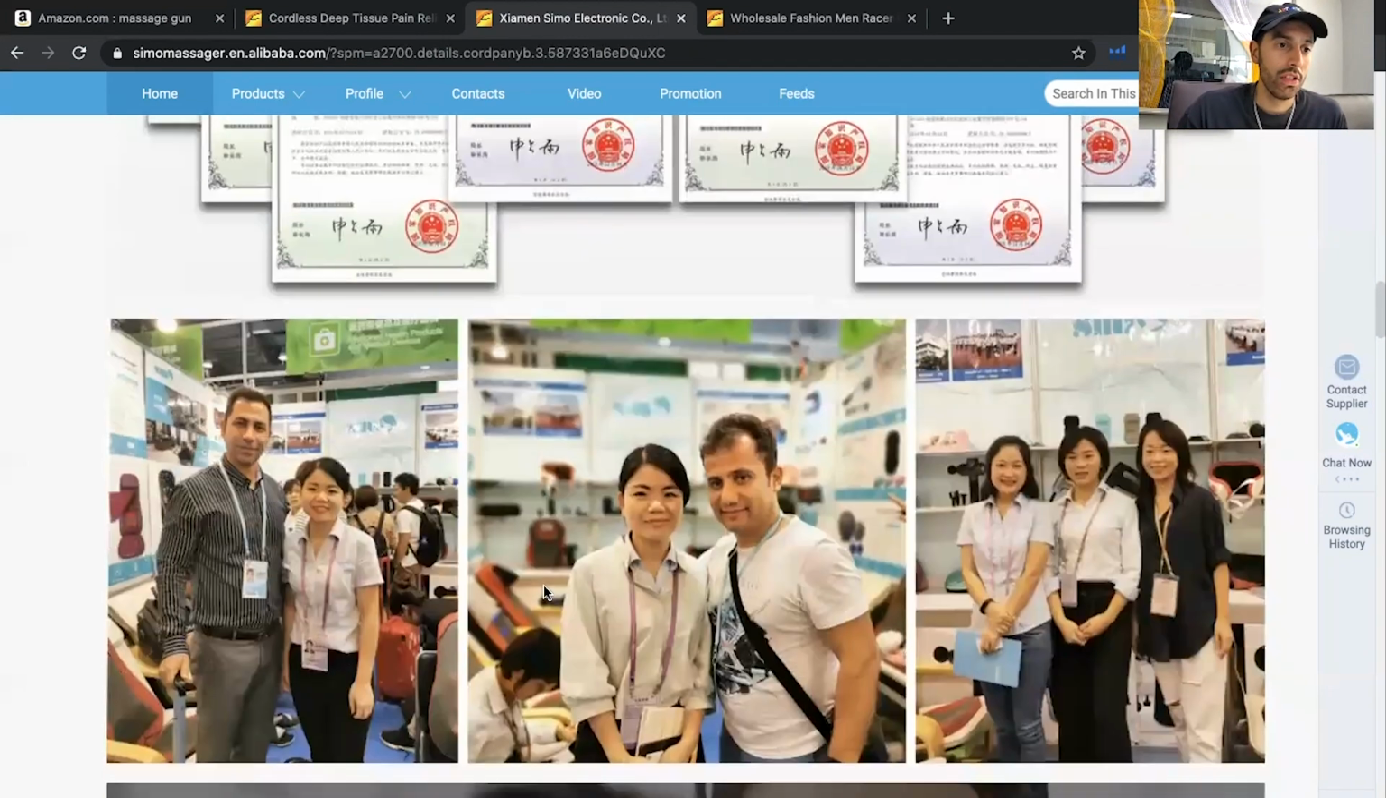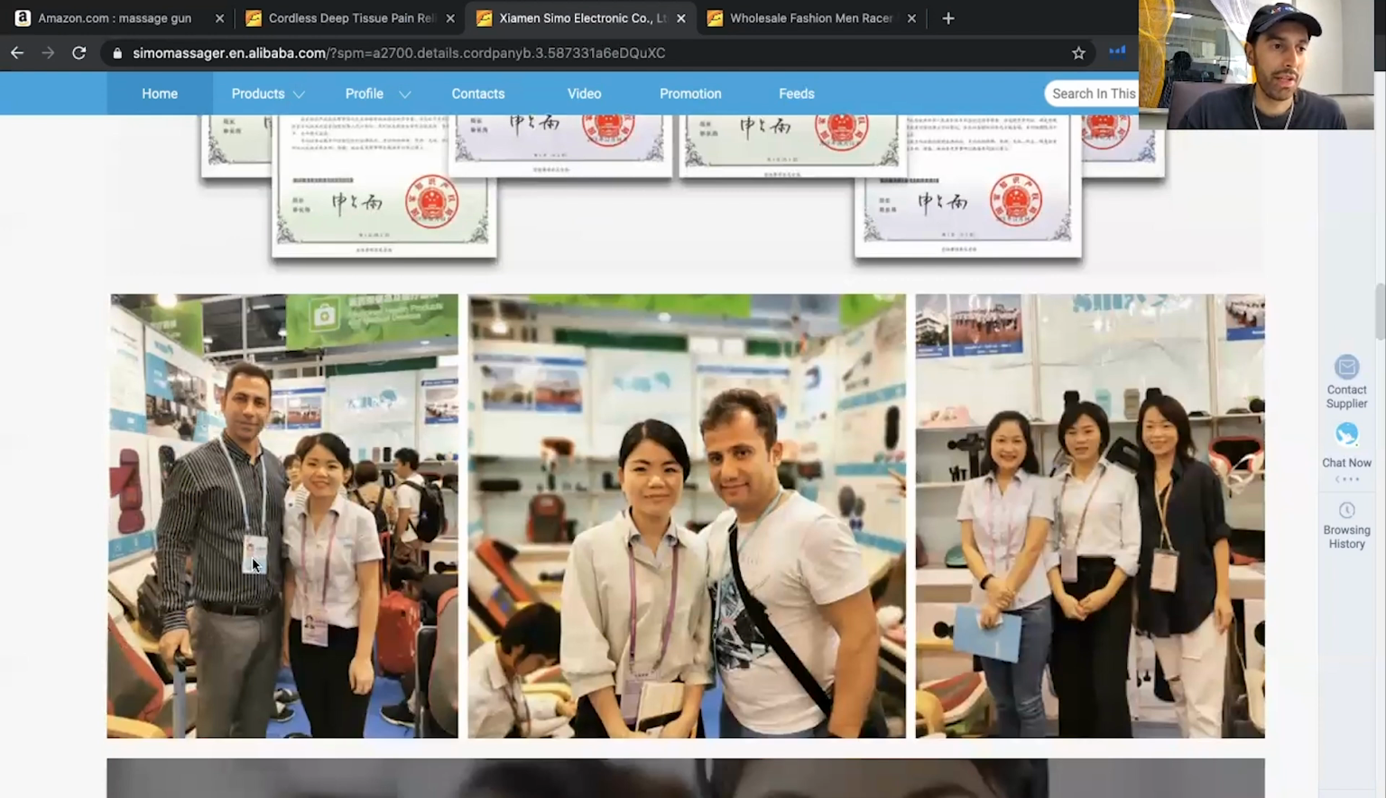This is really cool. This is the Canton Fair. I can tell by the blue badge. I've been to 20 Canton Fairs. So any factory which attends the Canton Fair, I regard very highly as well, because the best customers in the world, the biggest retailers, licenses, all that, they all go to the Canton Fair. So if they're at the Canton Fair, it kind of means that they're working with these guys.